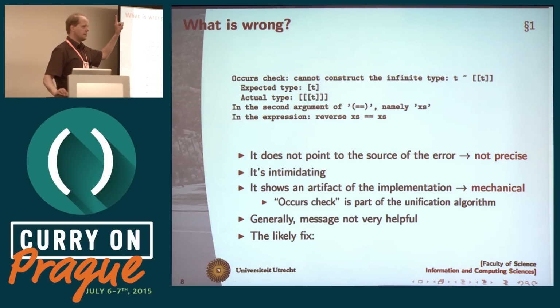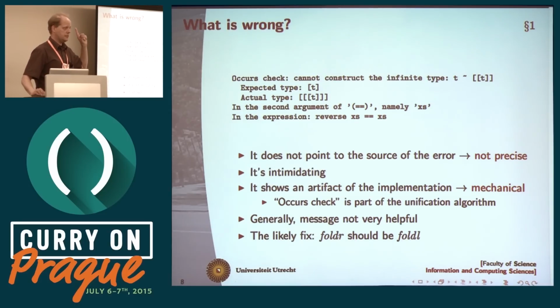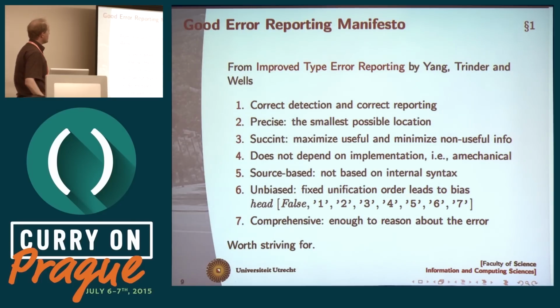It's one letter. foldr should be foldl. And then it's okay. Nice. Now, there were three people in Edinburgh, Young, Trinder, and Wells. They wrote down in one of their papers a good error reporting manifesto. I like to refer to that because it gives you an idea.